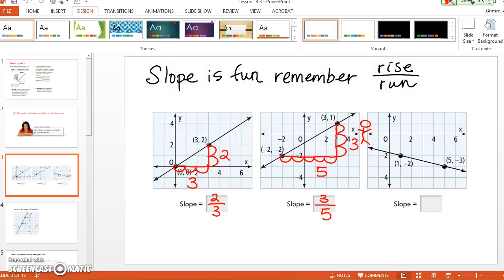But I still calculate rise and run the exact same way. So this has a rise of 1 and a run of 1, 2, 3, 4. So this one's going to be a negative 1/4. Okay, there's one on the next slide. I'd like you guys to go ahead and try that one after you get finished with that one. Go ahead and try it.